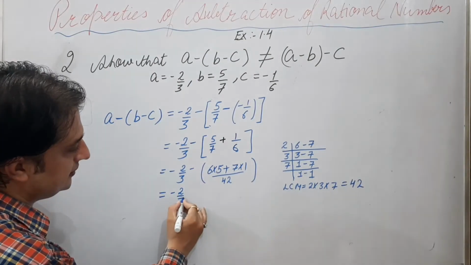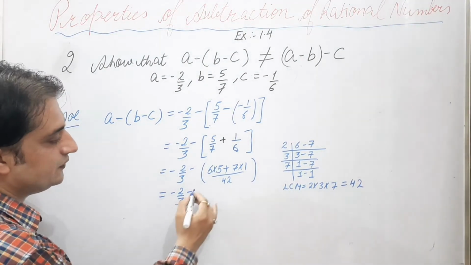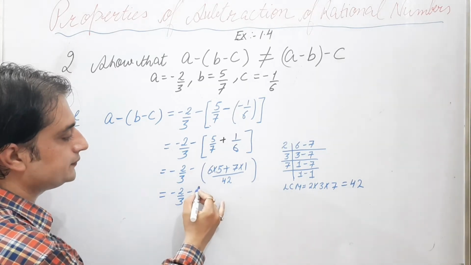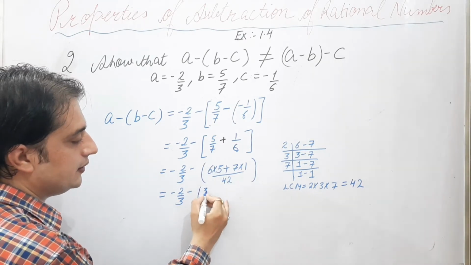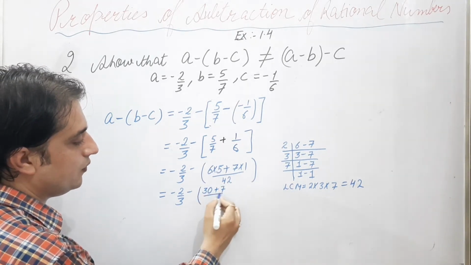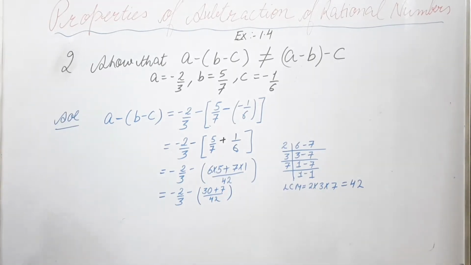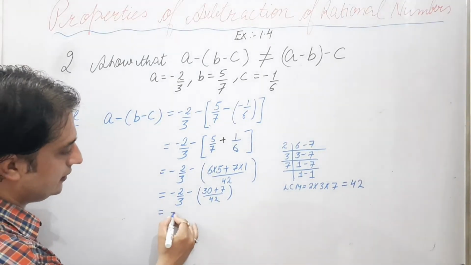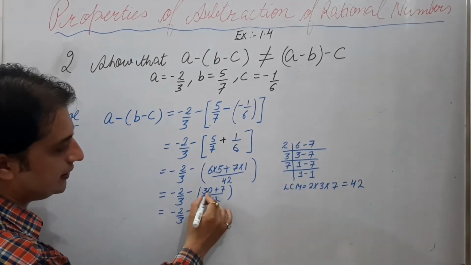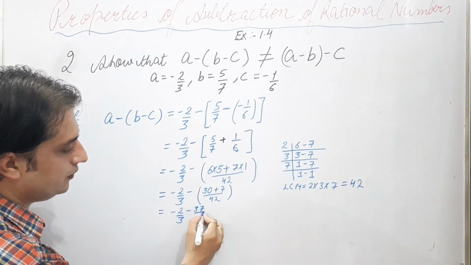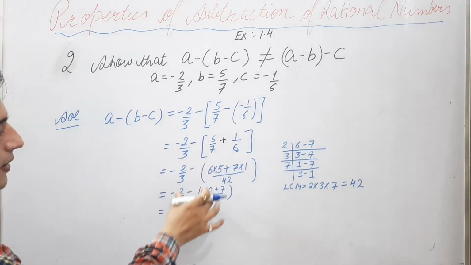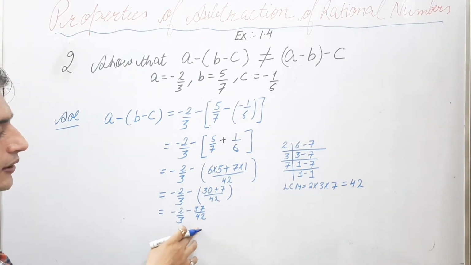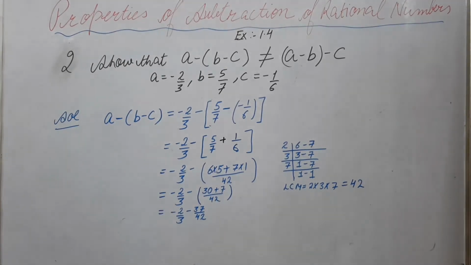Minus 2 upon 3 as it is, because it is the first rational number. Firstly, we will solve the bracket. Now here, see, you will solve 6 5s are 30 plus 7 1s are 7, upon 42. Here minus 2 upon 3 minus 37 upon 42. Now 3 rational numbers are reduced to 2 rational numbers. Again, you will repeat the same steps.